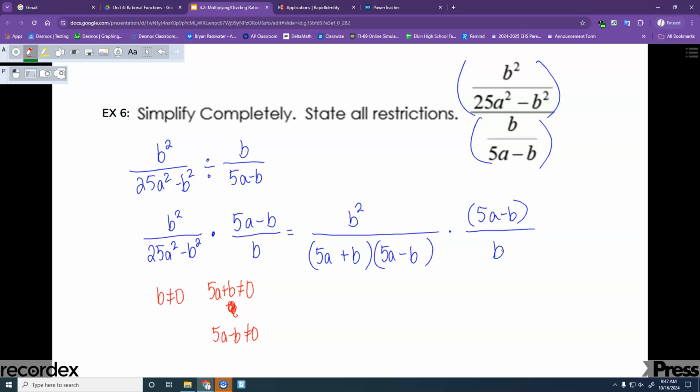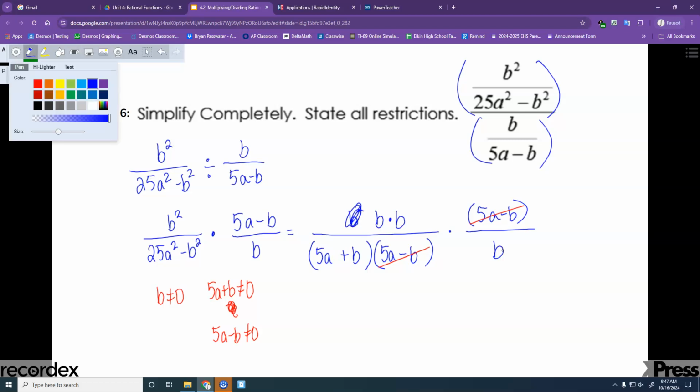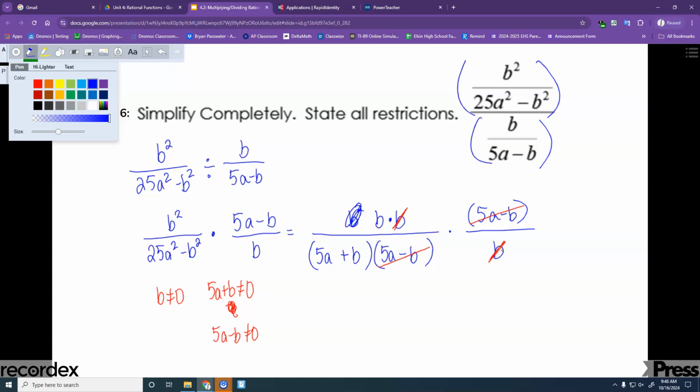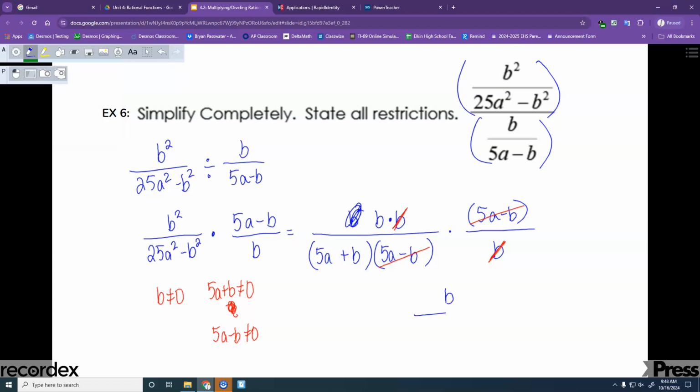Okay, so we can start marking out. 5a minus b is going to be gone. Anything else I can mark out? All right, this b squared right here is really like having b times b. So I can take one of these b's and mark it out with this b over here. Okay, and so that is going to give me, on the top, just a b. On the bottom, I've got 5a.